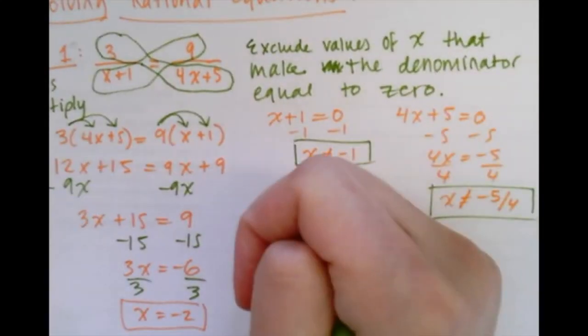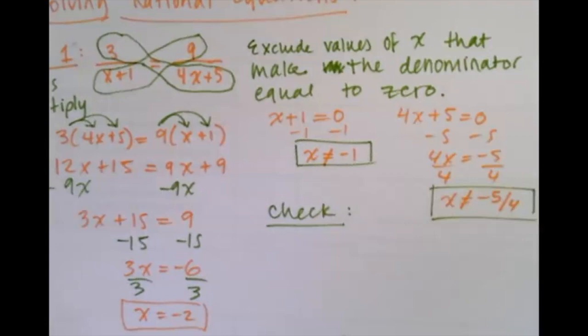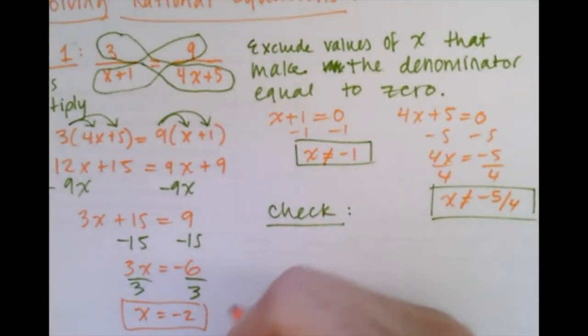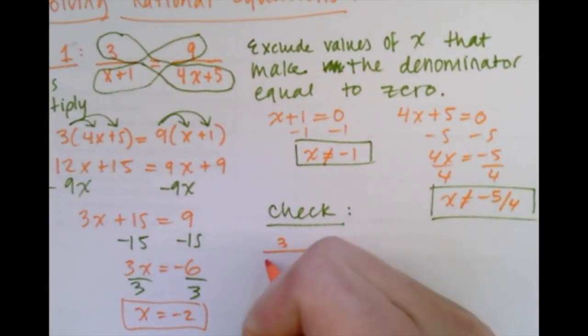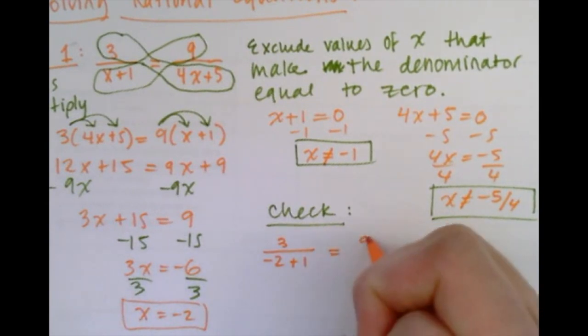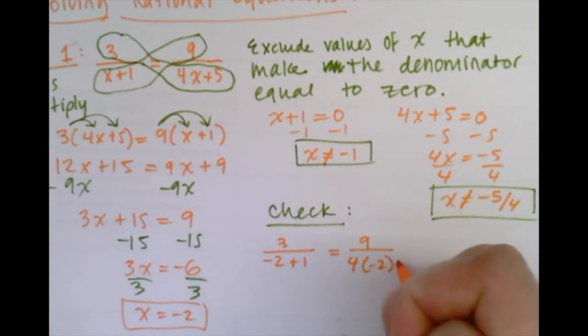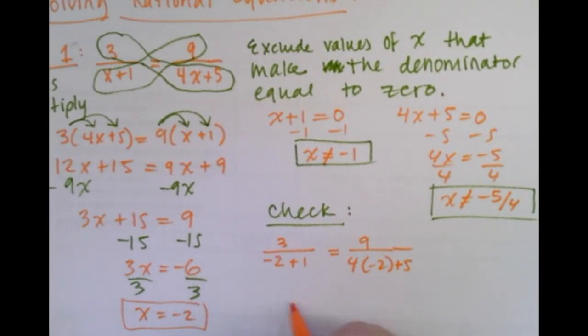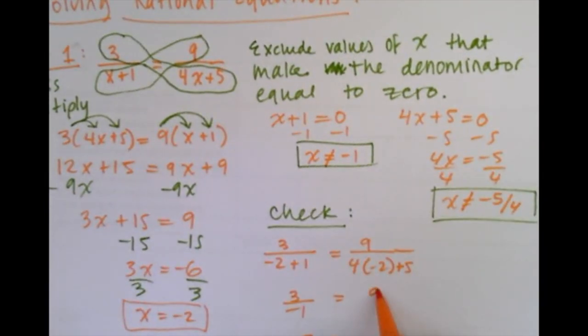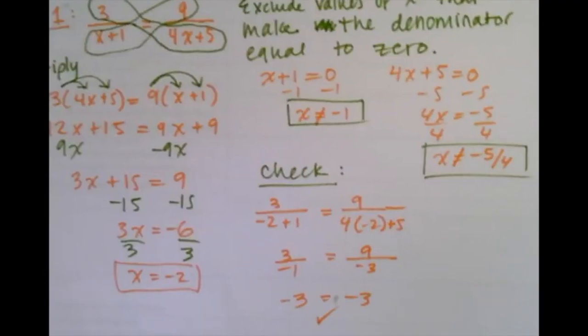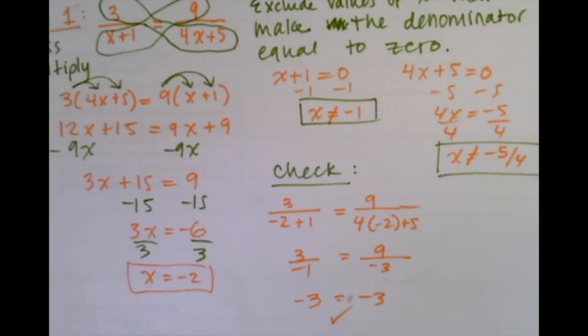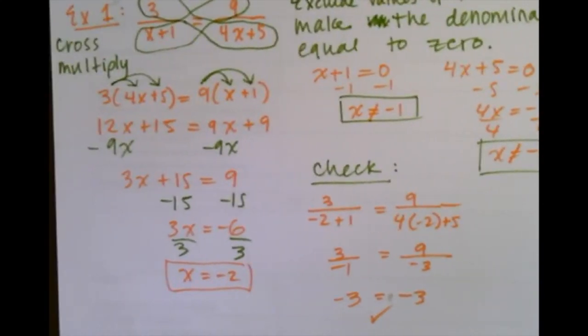The last thing I can do is check. I'm plugging -2 in for the x in the original equation. On the left, I get 3 over -1, which is -3. On the right, I get 9 over -8 plus 5, that's 9 over -3, which is also -3. So it checks out. We know that the solution here is -2.